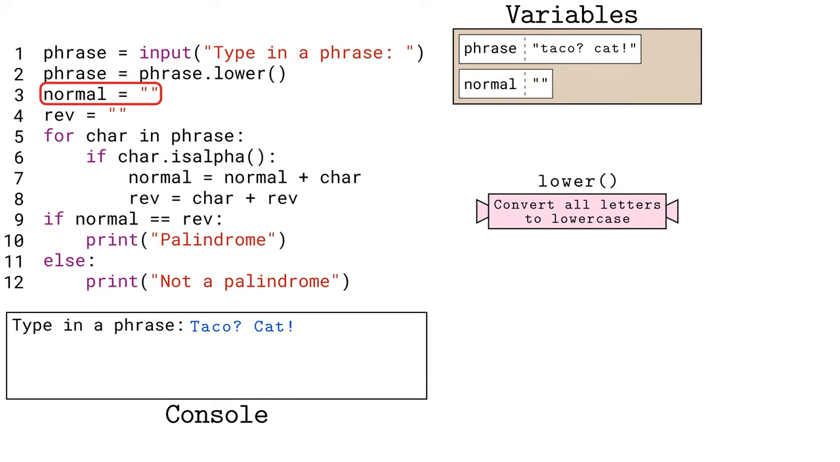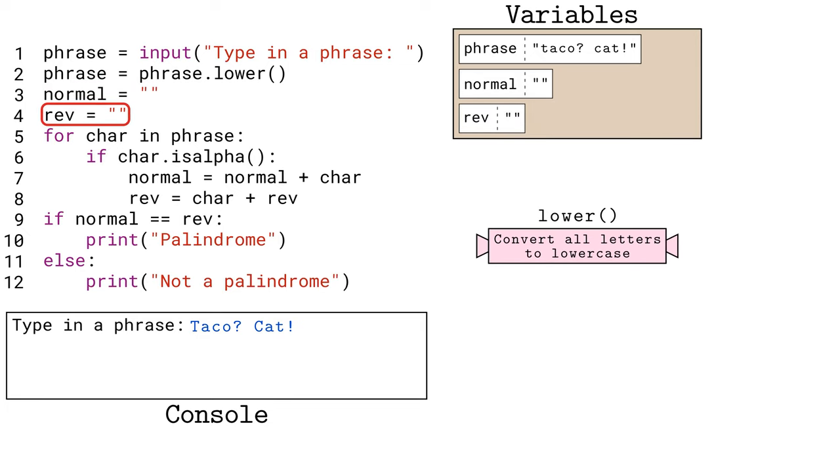The plan is to make two different string variables, one called normal, which will gather all of the non-punctuation characters in the normal order, and one called rev, which collects those same letters in the reversed order. These gatherer variables start off as empty strings because they've collected nothing so far. This for each loop will repeat several operations, as indicated by the indented code after it, now outlined in gray.